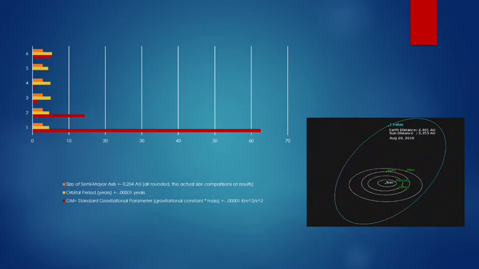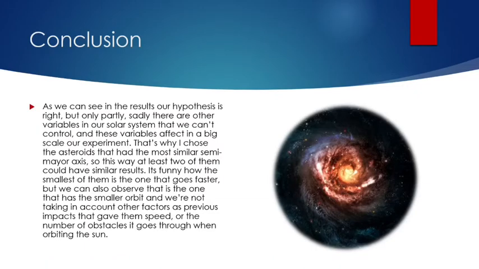And to your right you can see the two Pallas orbits compared to the Earth's, Mars, Mercury and Venus orbits. And last but not least, the conclusion. As we can see in the results, our hypothesis is right, but only partly. Sadly, there are other variables in our solar system that we can't control, and these variables affect an experiment of this big scale. That's why I chose asteroids that had the most similar semi-major axis, so this way at least two of them could give similar results.